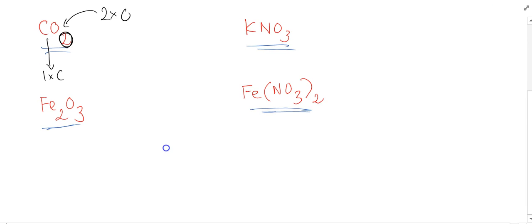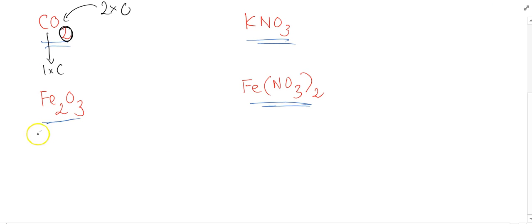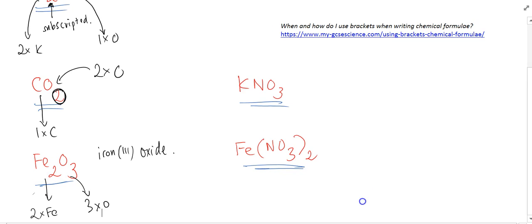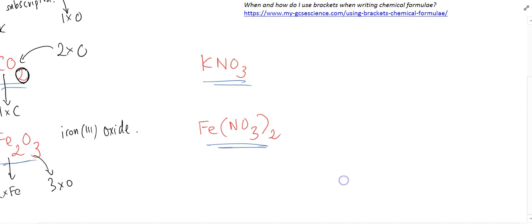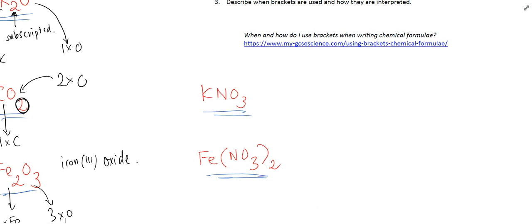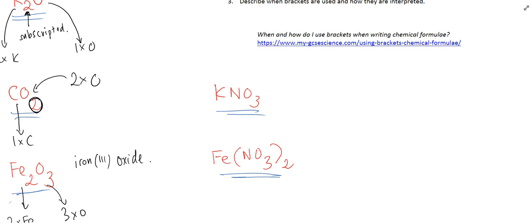Okay. If we go to the next example here with Fe2O3, iron(III) oxide, we see that in terms of ions, there are two iron ions, and there are 3 oxide ions in the formula. All right, so now we're getting to compounds with more than 1 element.